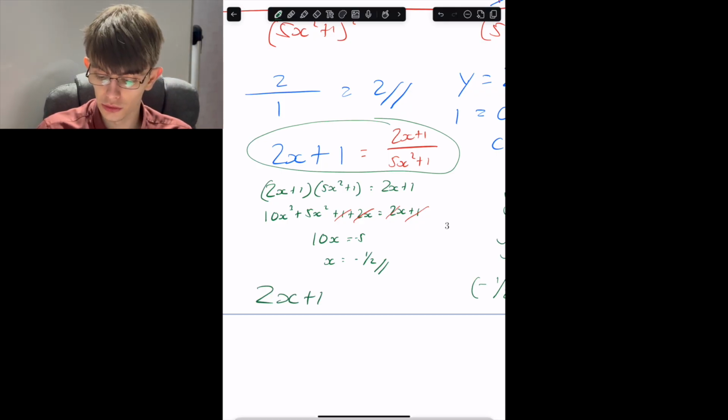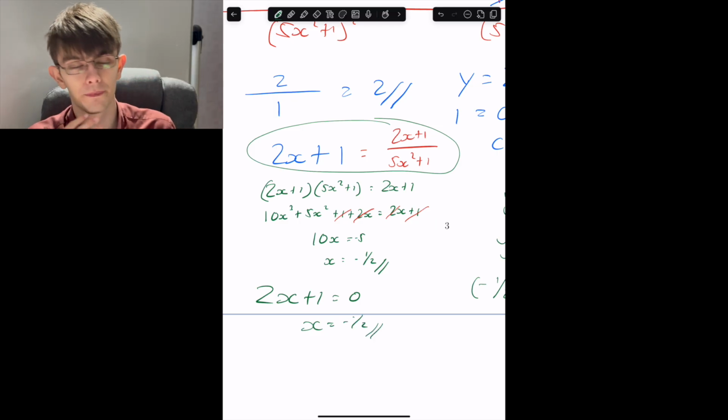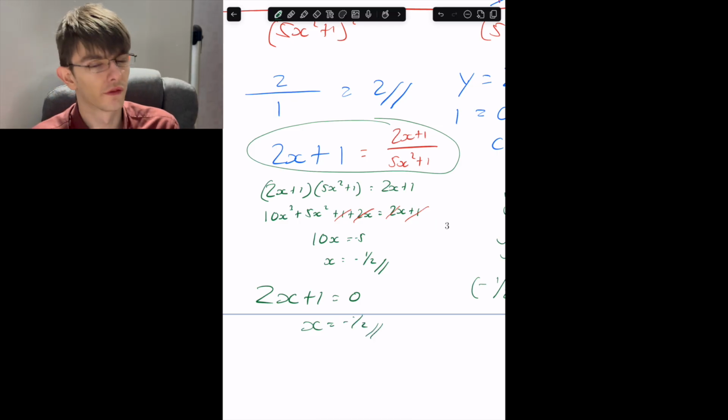If 2x plus 1 is also a solution, 2x plus 1 is equal to 0, and if I can rearrange this, I once again get that x is equal to minus a half. This is something tough to see. Lots and lots of lost marks on this one.